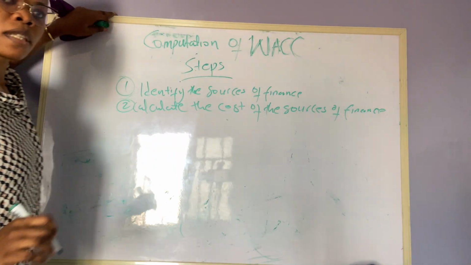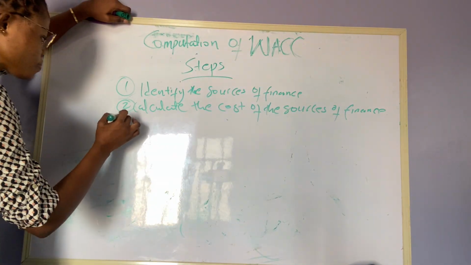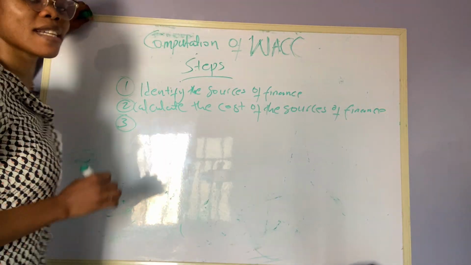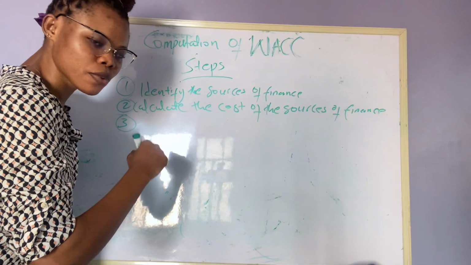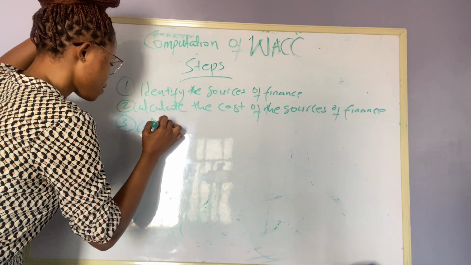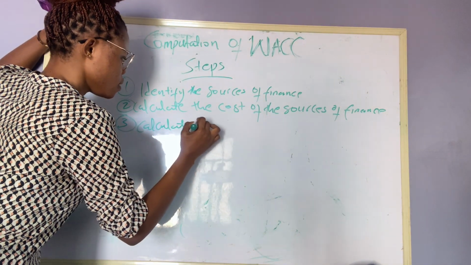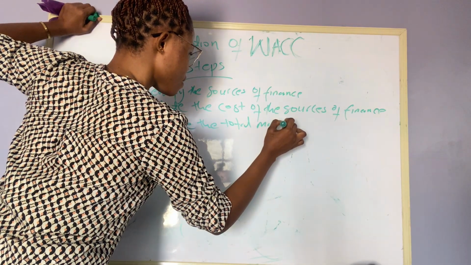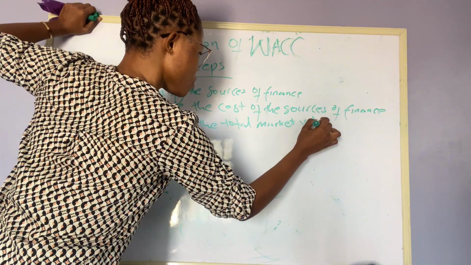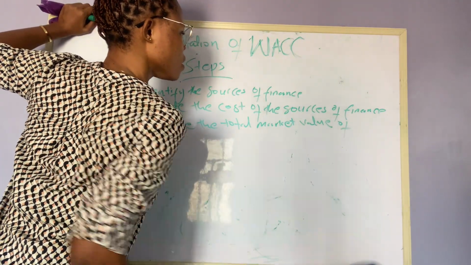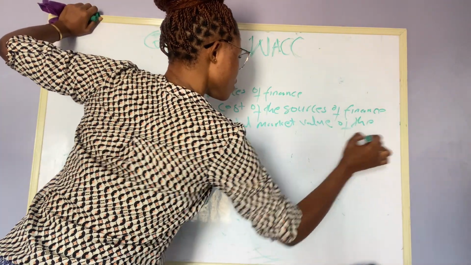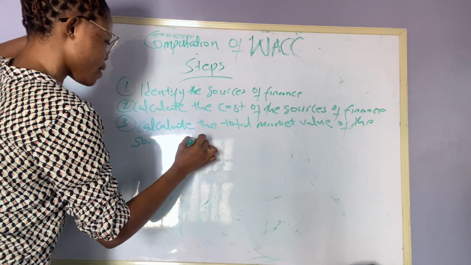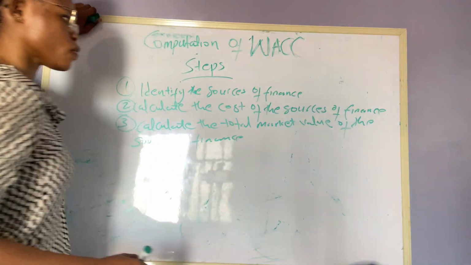You understand? The other thing you want to do, number 3. You see these sources of finance, now you have to calculate the total market value of the sources of finance that you identify.